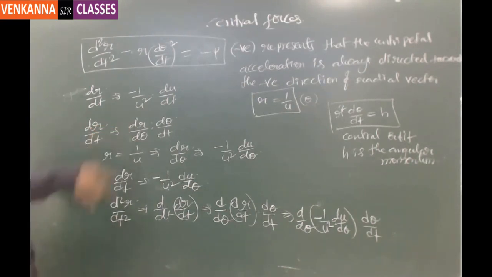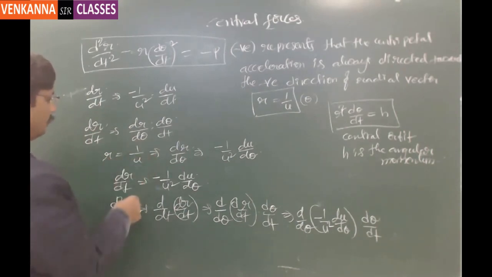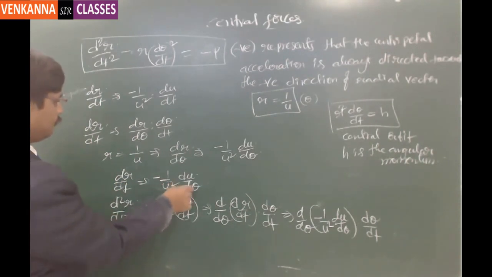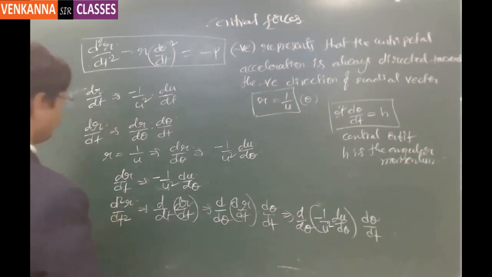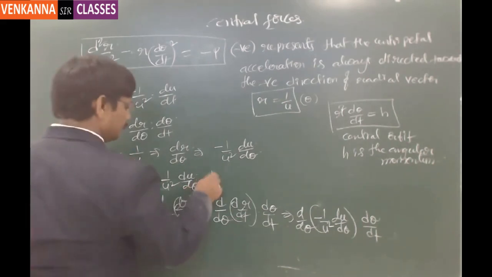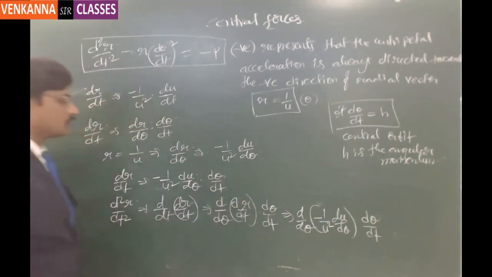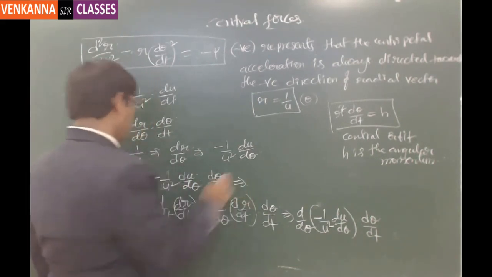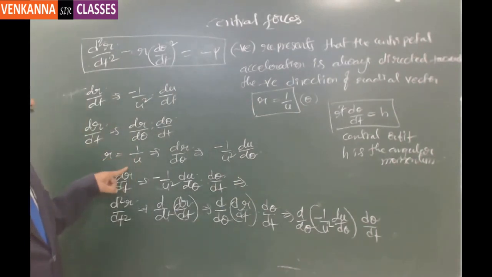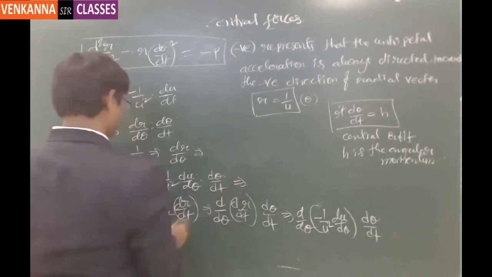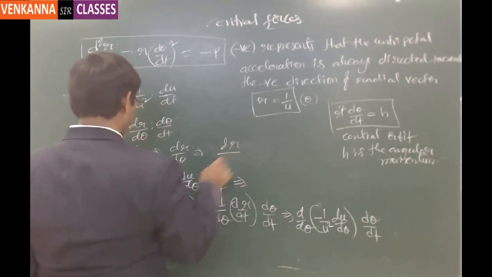So dr by dt here actually is dr by d theta into d theta by dt. So r equal to 1 by u. I think so. This is d theta by dt left over here. So d theta by dt is left over here. So r equal to 1 by u. So 1 by u, you can write that dr by d theta. So dr by dt.